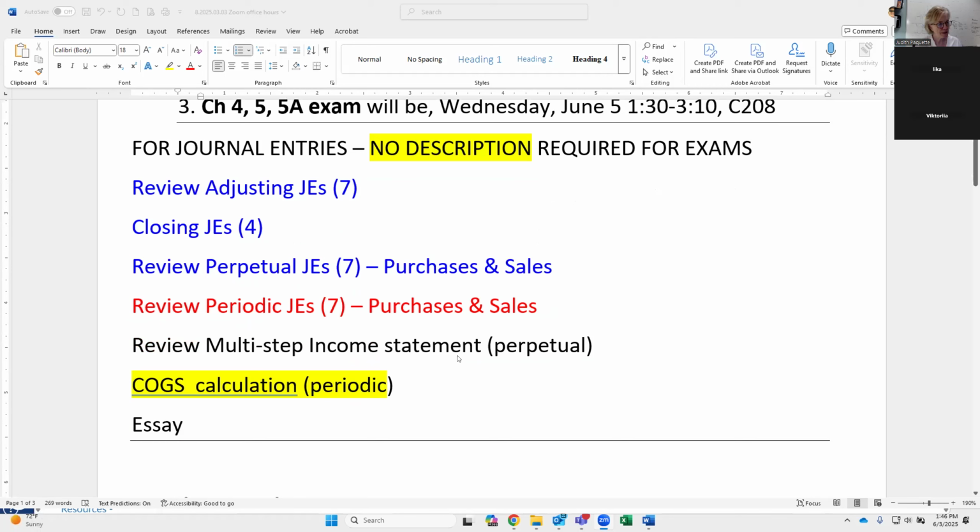Then we have the multi-step income statement. For perpetual, the statement just says cost of goods sold and the dollar amount. But for periodic, we have to do a full calculation. And then just trend analysis, that sort of thing.